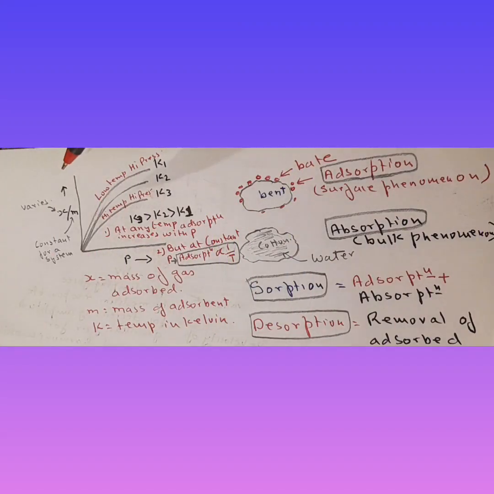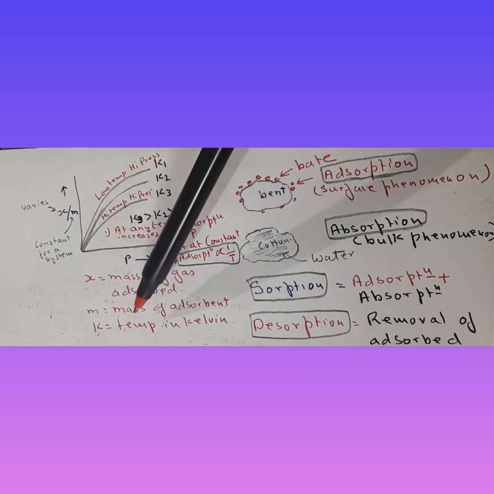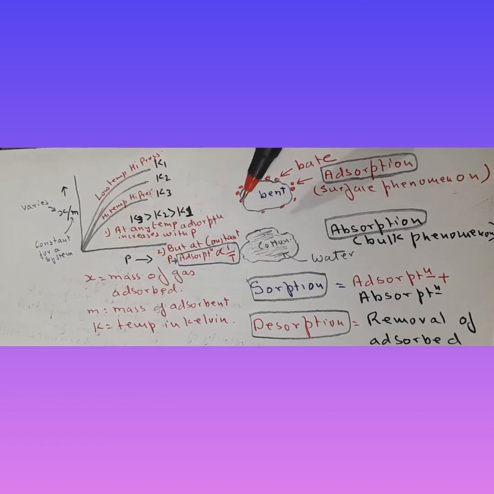All right, let's try and understand this graph. This graph is of x over m on the y-axis and pressure on the x-axis. What is x? x is the mass of gas adsorbed. What is m? m is the mass of adsorbent. All right.